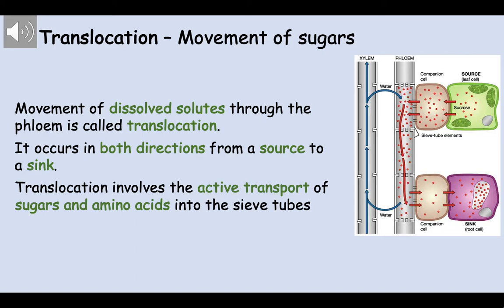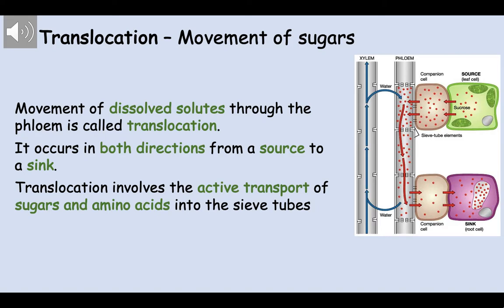Now a sink is where they are stored. So in most cases in a plant, this is in a root cell, and they will travel through the phloem, again through a companion cell into the sink, which is typically a root cell, which is where plants store their sugars for if they need them, for example, in an evening or overnight when there's no access to sun.